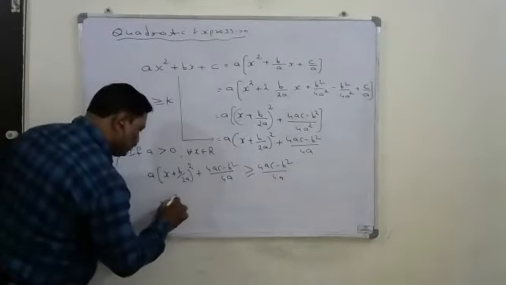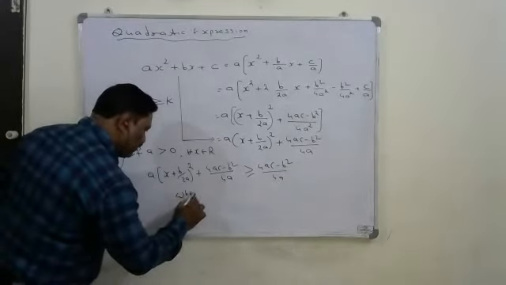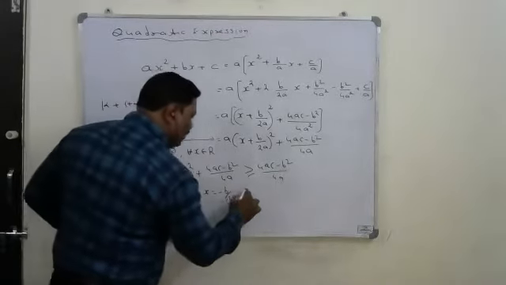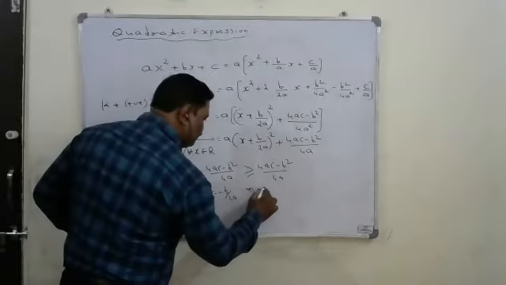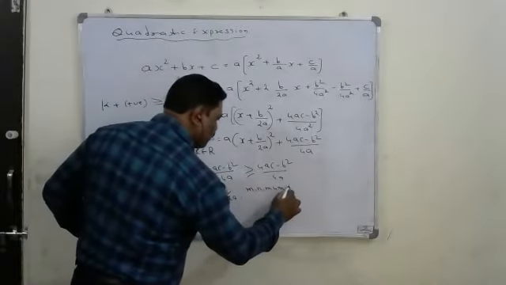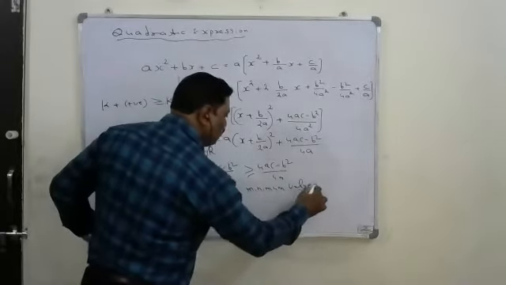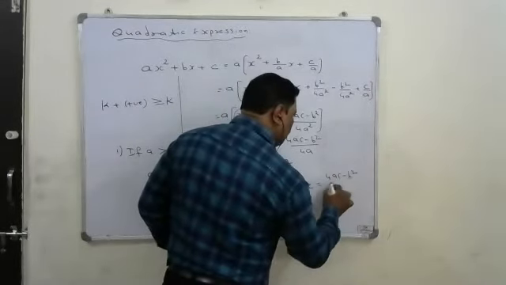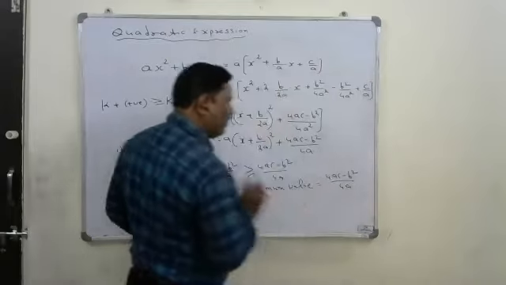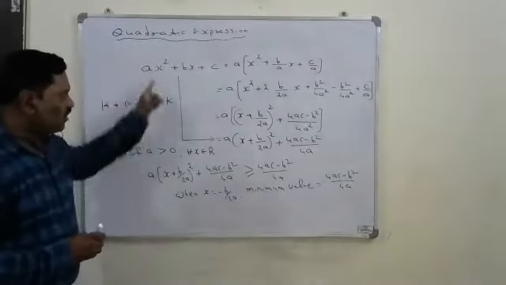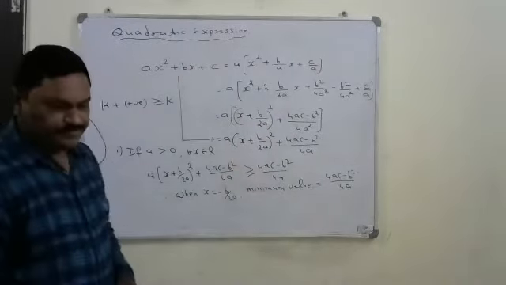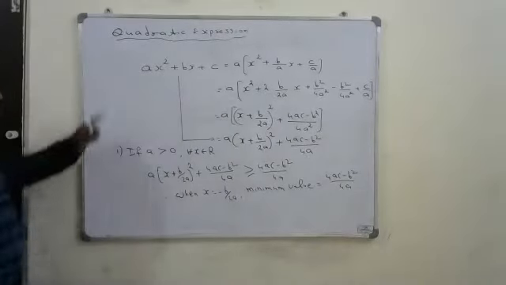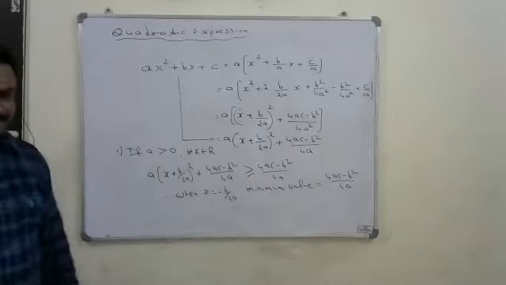Therefore, when x is equal to minus b by 2a, the minimum value is (4ac minus b square) upon 4a. That is the point you have to remember. Understand? Okay. First write down this expression up to here. So write down this up to here.